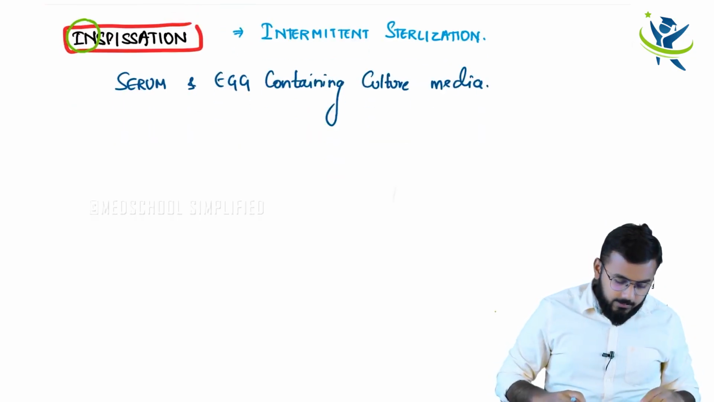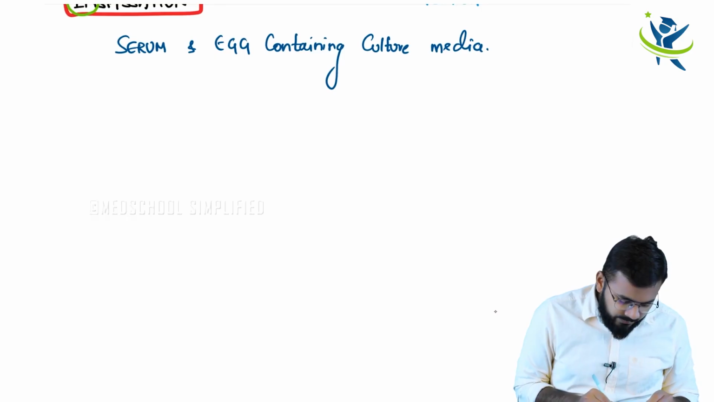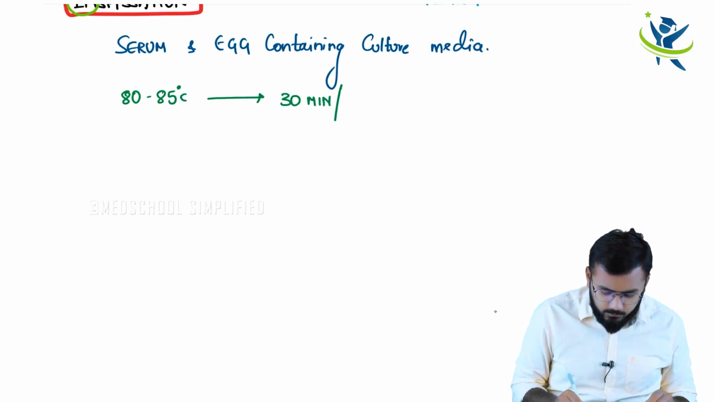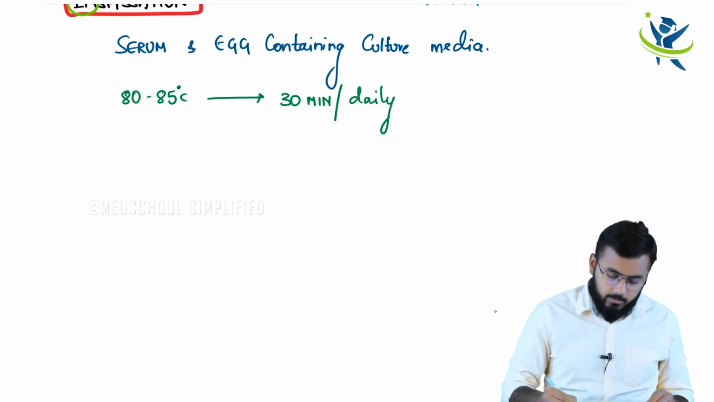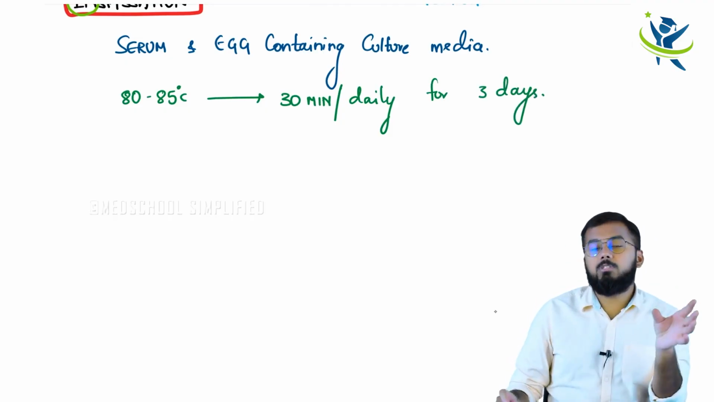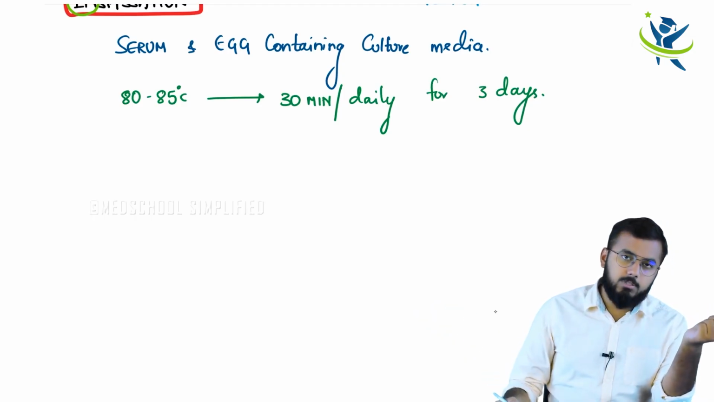That is why you call it as intermittent heating. Okay, so what is this intermittent heating? You use a temperature of 80 to 85 degrees centigrade for about 30 minutes daily, and for how many days? You use it for 3 days. If there are any spores, they are going to die on the third day. Okay, so this is called as inspissation.